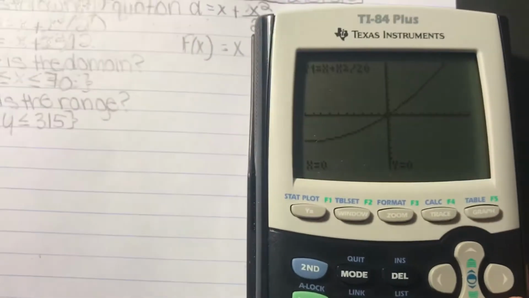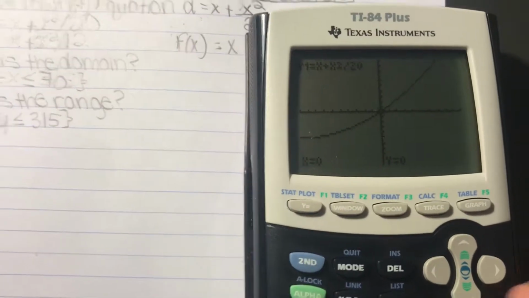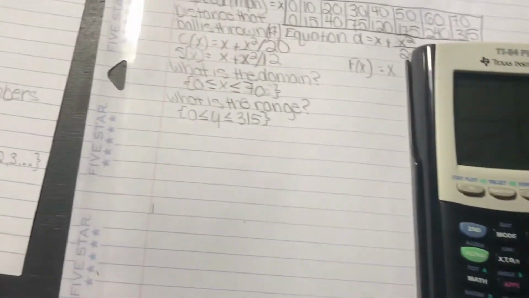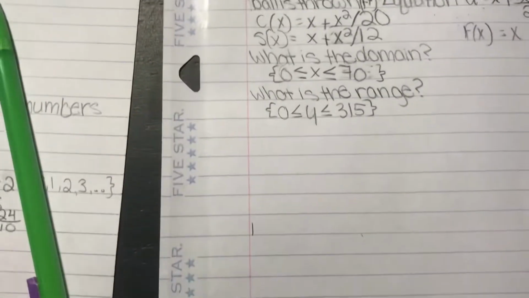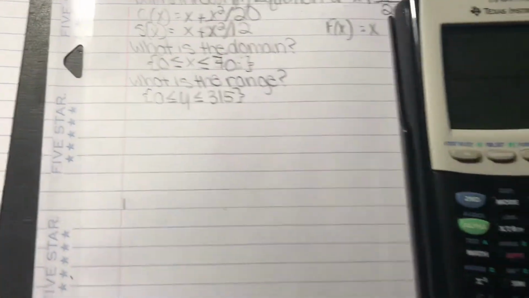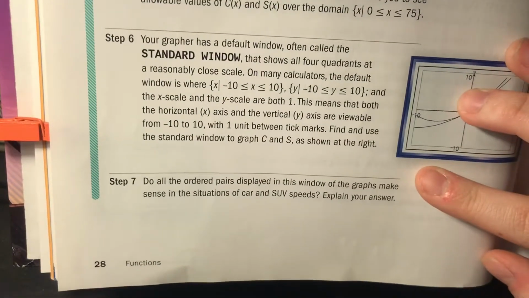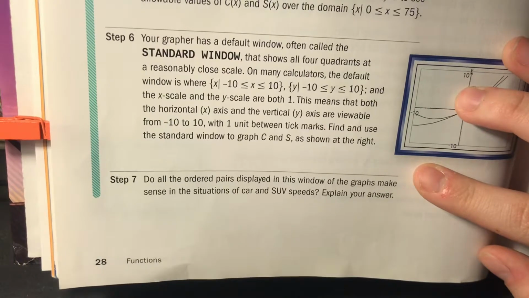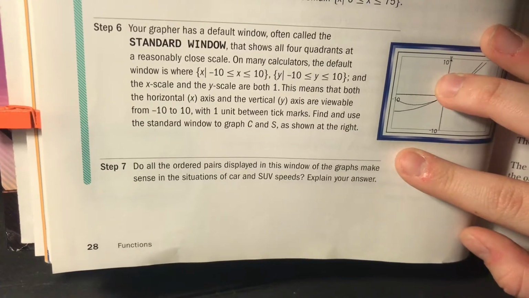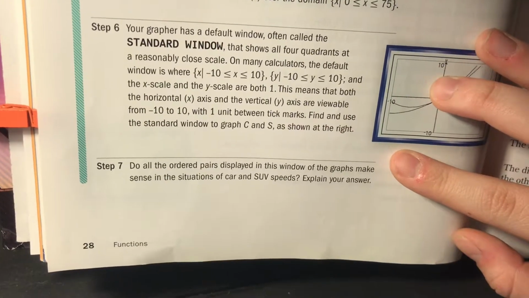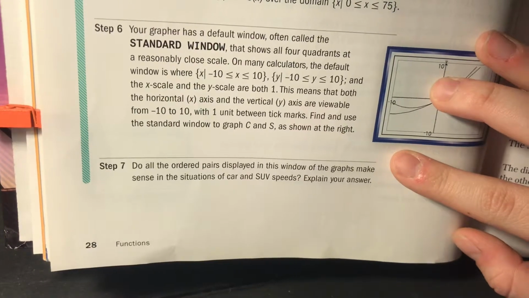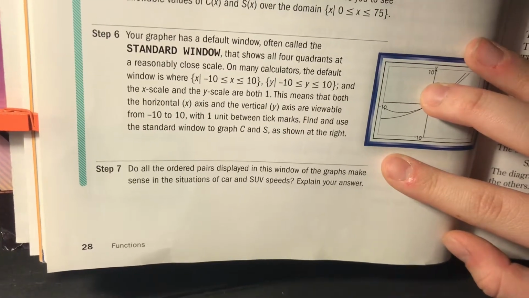I'm in standard form, or zoom standard, and that means that your domain is -10 up to 10, and your range is also from -10 to a max of 10.